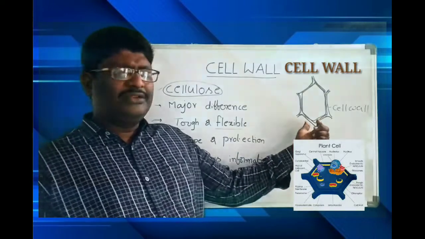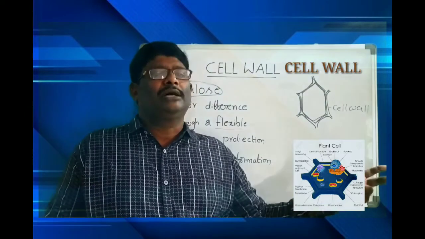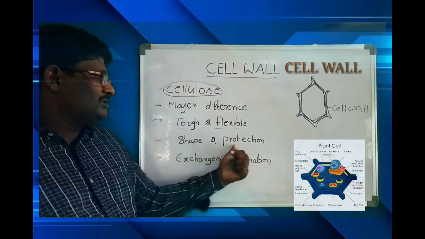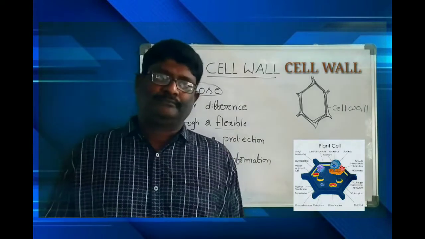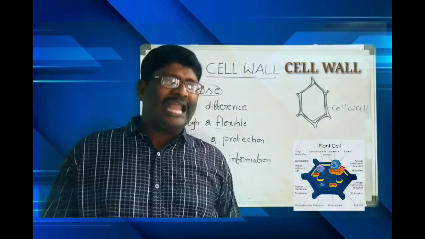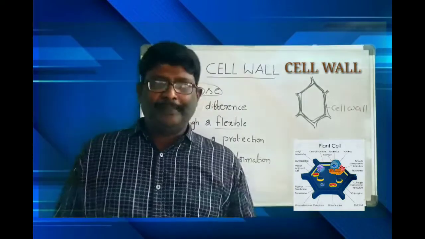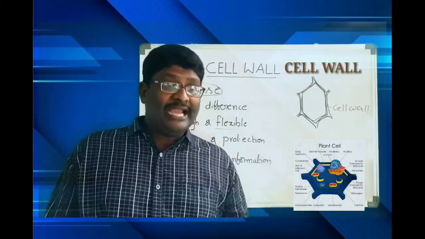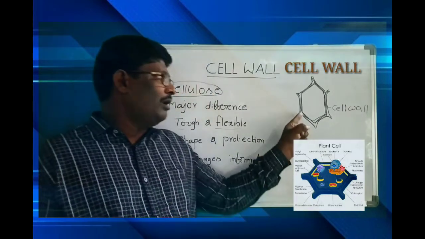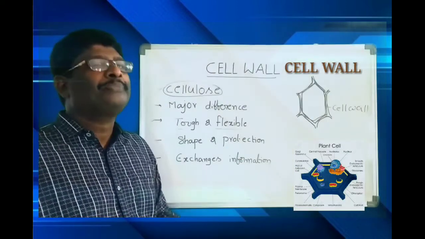What is another use of this cell wall? It will give shape to the cell. Not only shape, it will also give protection from the outer atmosphere. Unwanted substances are not allowed to enter into the cell. Even though there is a plasma membrane or cell membrane, in the plant cell there is an additional protector that is called cell wall. So the cell wall will give protection to the plant cell.